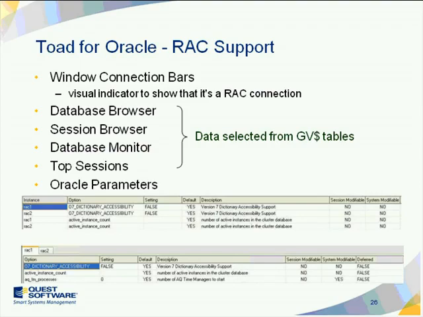Of course, there are other windows too. All the window connection bars in Toad give you an indicator to show that you are actually connected to a RAC connection as opposed to an instance connection. And these are some other windows, as I mentioned before: database browser, session browser, database monitor, and top sessions all collect data. As soon as you're connected to a RAC cluster, it now collects data from the GV$ tables. So you are actually getting a true representation of information from that RAC cluster.